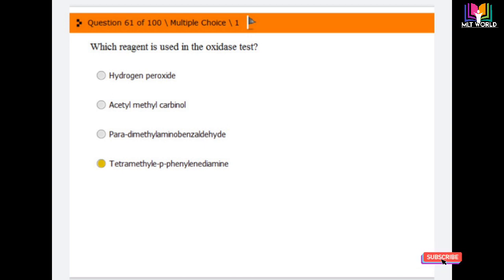Question number 61. Which reagent is used in oxidase test? Options are hydrogen peroxide, acetyl methyl carbinol, para-dimethylaminobenzaldehyde, and the last one is tetramethyl-p-phenylenediamine. And the correct answer is option number 4. Tetramethyl-p-phenylenediamine is the reagent used in oxidase test.